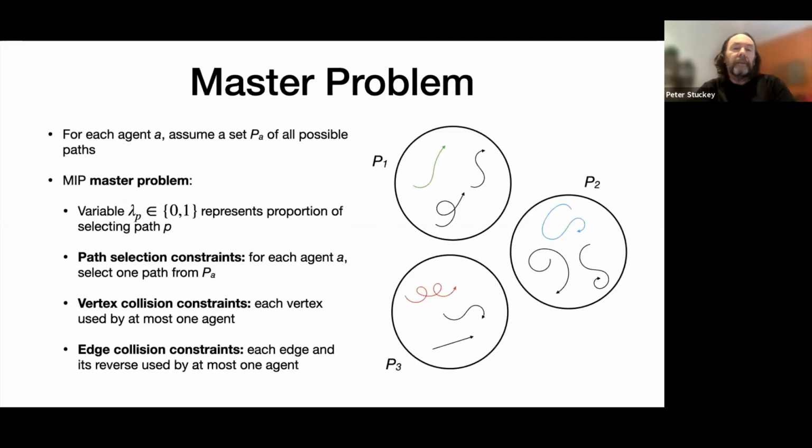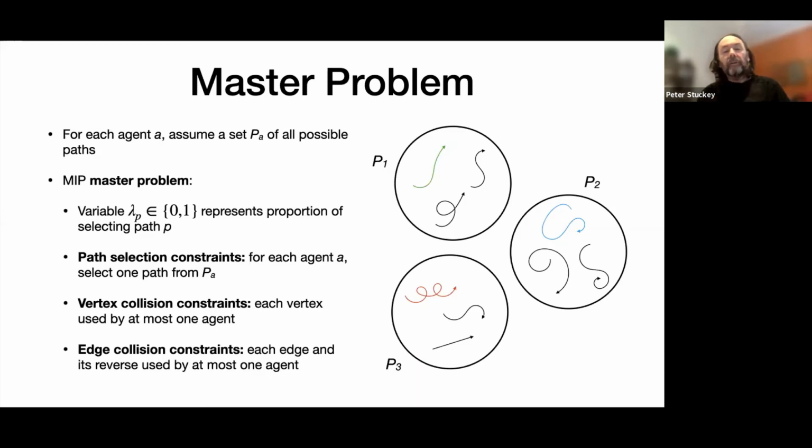Okay, so our master problem is for every agent, right, we're going to assume a set of all possible paths. We're going to pick the best path for each agent. We're going to pick a path for each agent, or we're going to pick a proportion of that path, somewhere between 0 and 1. Obviously, these are integer variables, so in the end, I want them to be either 0 or 1, so I'm going to pick exactly one path, but we're going to relax them, so we actually pick a proportion of the path for each agent.